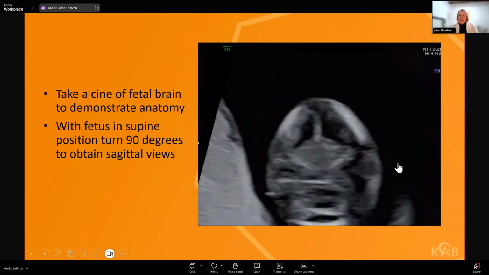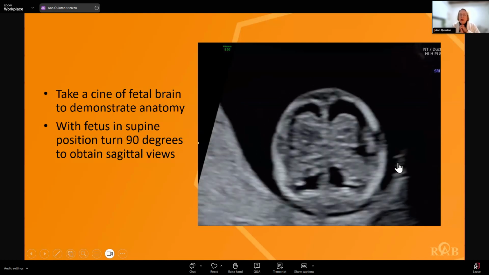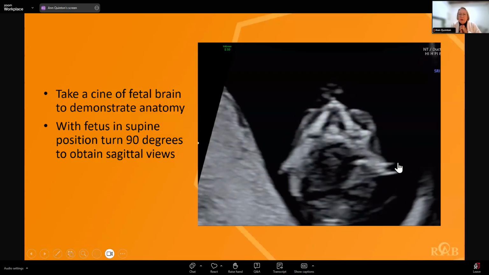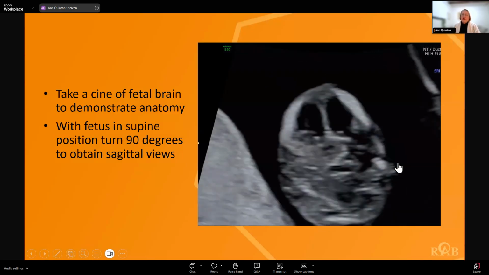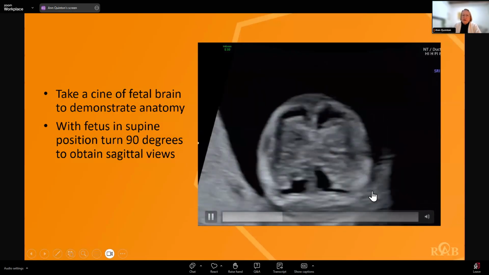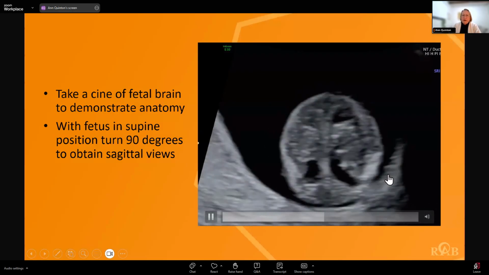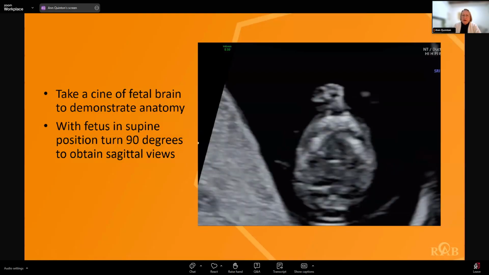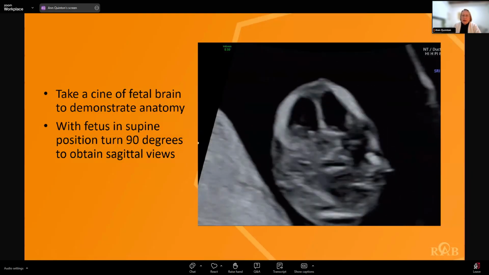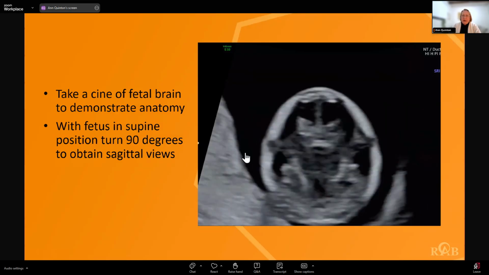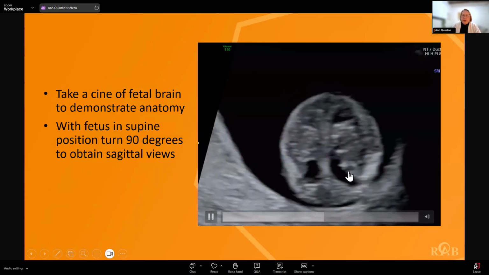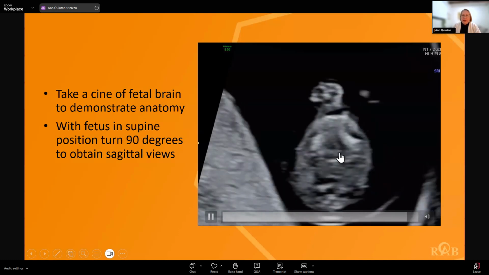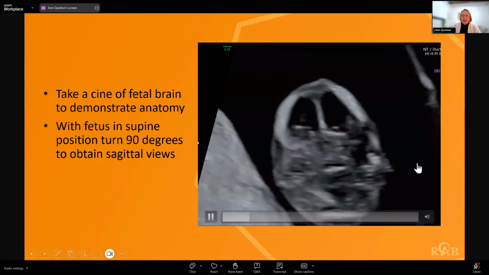So it's important, I think, if you have the ability to save a cine of the fetal brain, to take a cine and run through the fetal brain from superior through, oh well, here I'm going from inferior through to superior. So we're going inferior there and just finding the fetal head again, and we're starting superiorly, so out of the brain and then going through. We can see that division, we can see the thalami, we can see fetal eyes and little hands there.